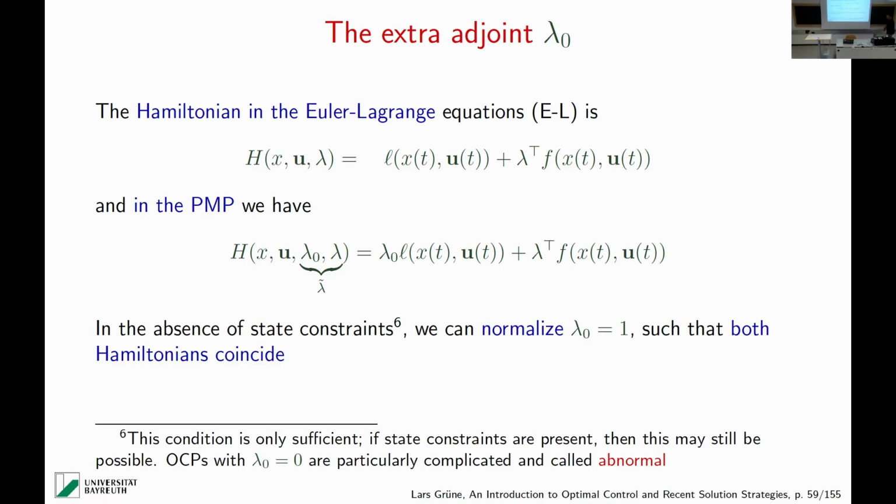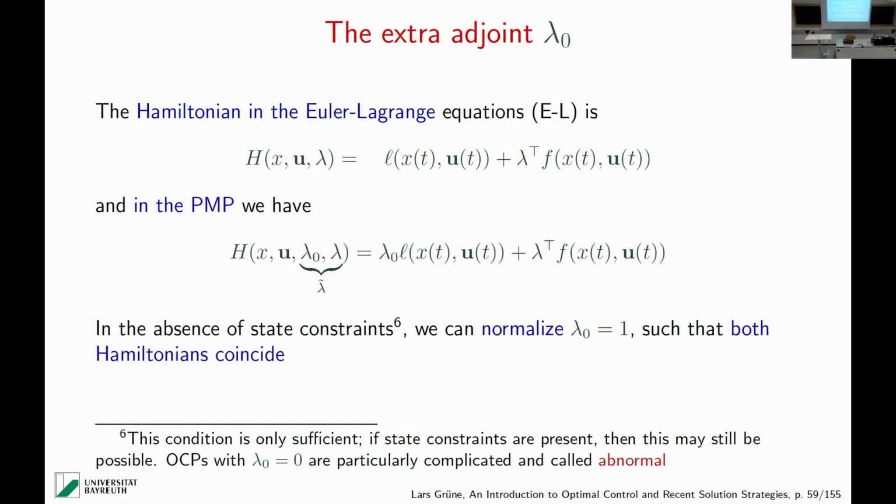If we don't have state constraints, it is known that this is always possible. That's of course only a sufficient condition. If state constraints are there, this may still be possible, but then it gets much more difficult to find out whether it is. Optimal control problems where this additional multiplier vanishes are called abnormal, and they are really difficult to solve.